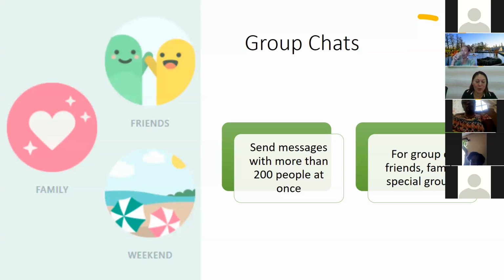So the group chats in WhatsApp allow us to send messages to more than 200 people at once. It could be composed of more than 200 people at once, sorry. Right, so it allows us to just create groups and we could determine how many people will be part of that group. And as I had mentioned, it's for any type of group that you can create these group chats.